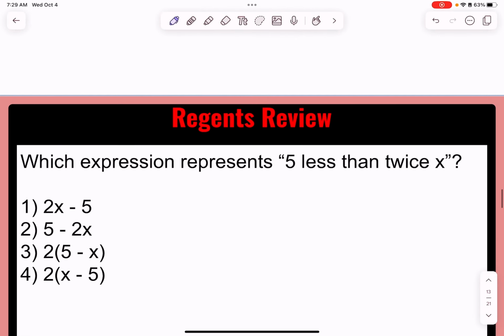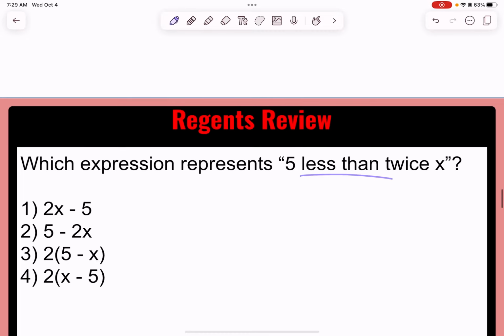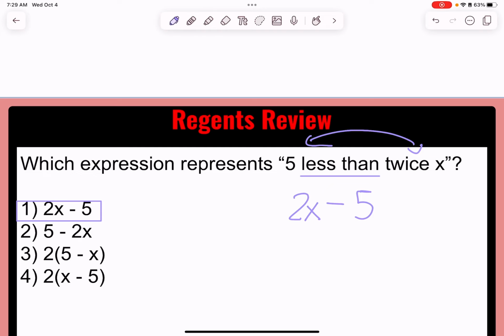Alrighty, let's do some Regents questions. Let's see if we can get these right. Which expression represents 5 less than? Less than means switch order. Twice x. 2x. Answer choice 1. Answer choice 2 is incorrect because they forgot that less than means you switch the order. And answer choice 3 and 4 is incorrect because they didn't say twice the difference of 5 and x. Then that would have been that. But here we're just saying twice x, just 2x.